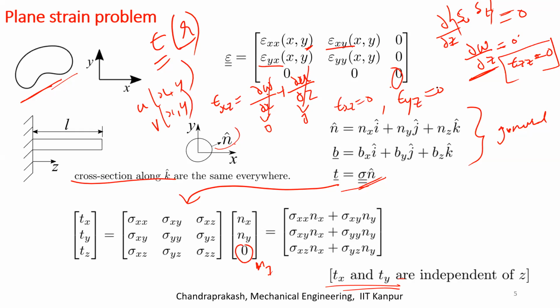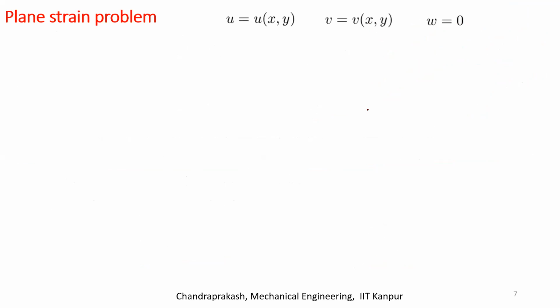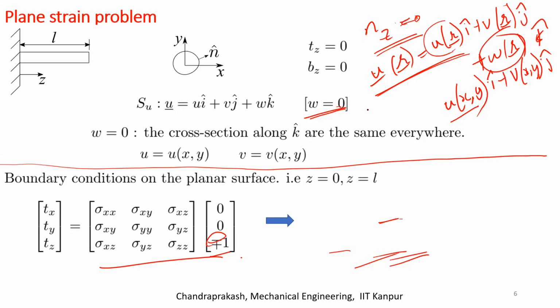Okay. So maybe when you write your notes, you may want to say this. Something which I said, but just that I did not write it. Okay. So epsilon xz and epsilon yz, both of them are 0. And hence your sigma xz and sigma yz are also zeros. Is this clear?